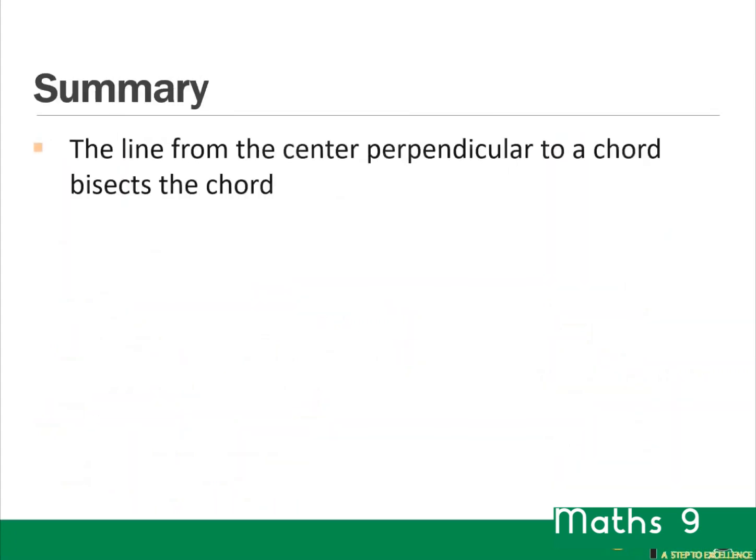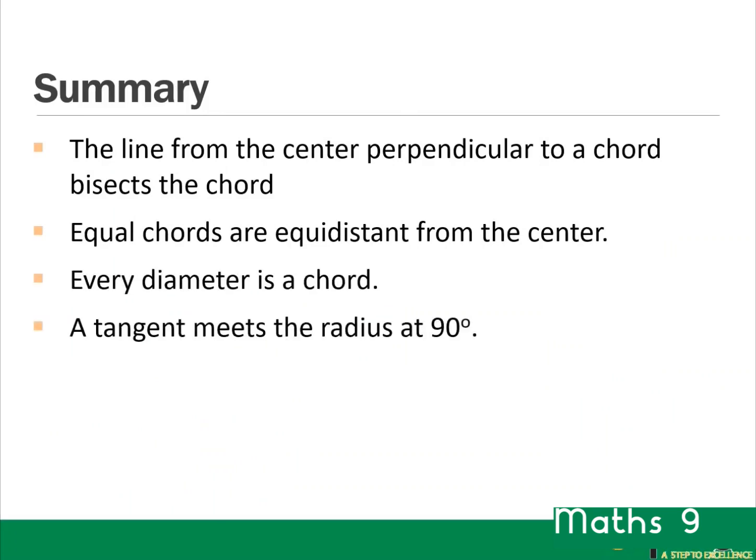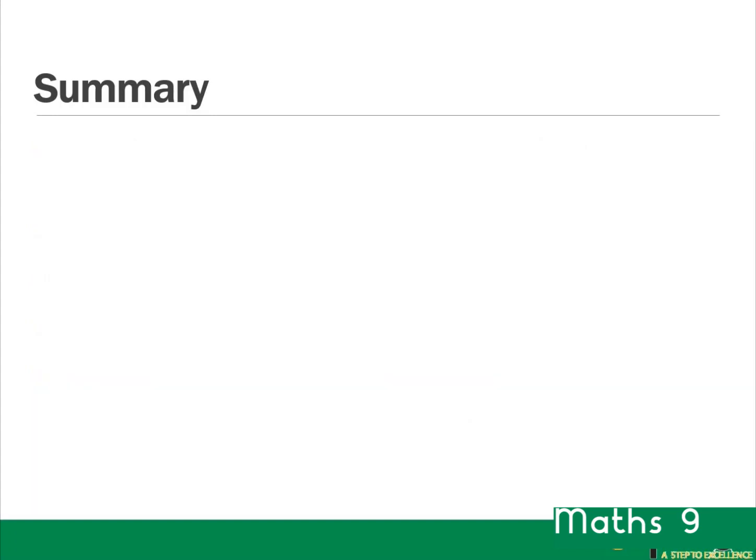To summarise, the line from the centre perpendicular to a chord bisects the chord. Equal chords are equidistant from the centre. Every diameter is a chord. A tangent meets the radius at 90 degrees. If two tangents are drawn to a circle from an external point, then the tangents are equal in length.